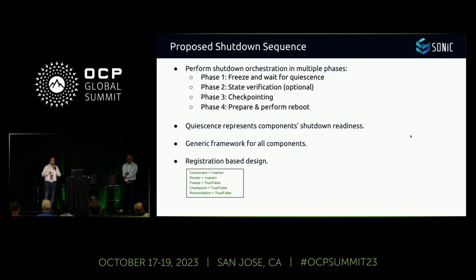In phase 3, we can trigger checkpointing. Now, since the switch state is stable and consistent, each component can save their information on the persistent file system or DB, wherever they like. And now you can actually start to shut down applications and perform reboot. So this is a generic framework for all components using a registration-based design where each component shares its name, Docker name, whether the orchestrator needs to wait for it to become quiescent, whether the orchestrator needs to wait for it to complete checkpointing, and whether the orchestrator needs to monitor the reconciliation status.